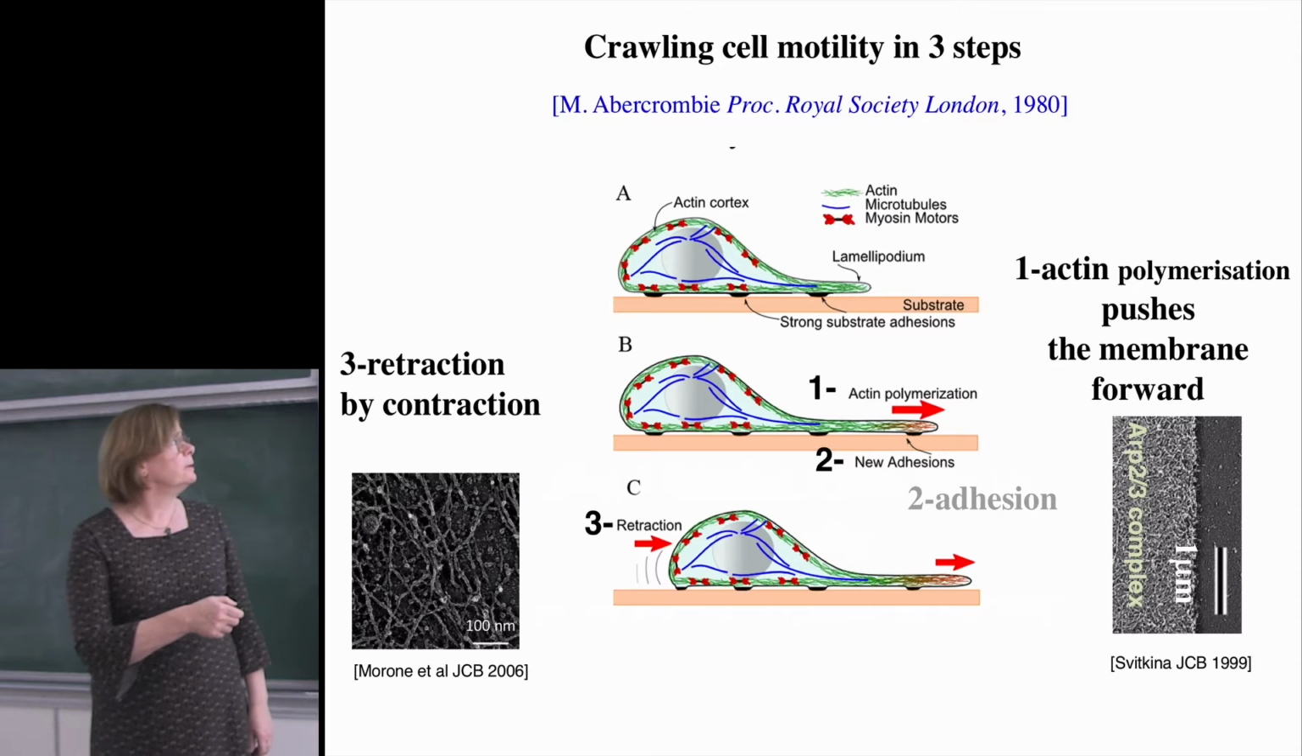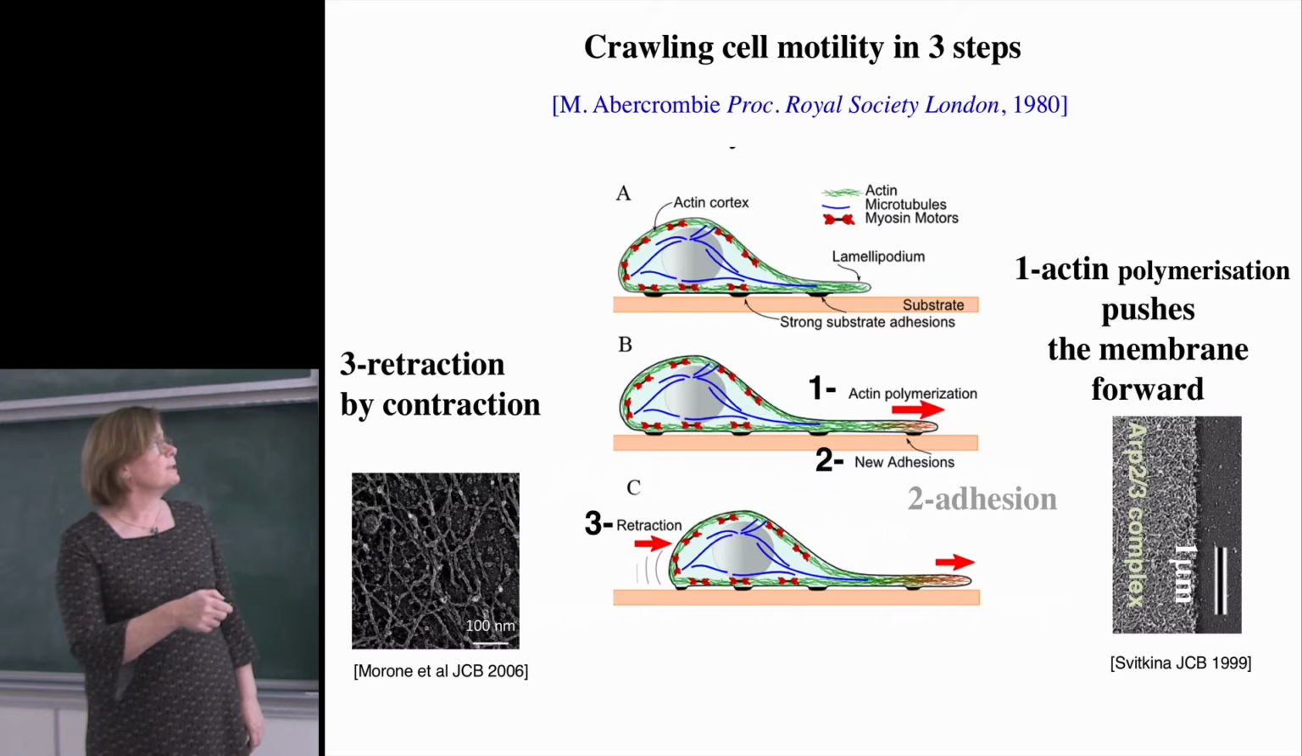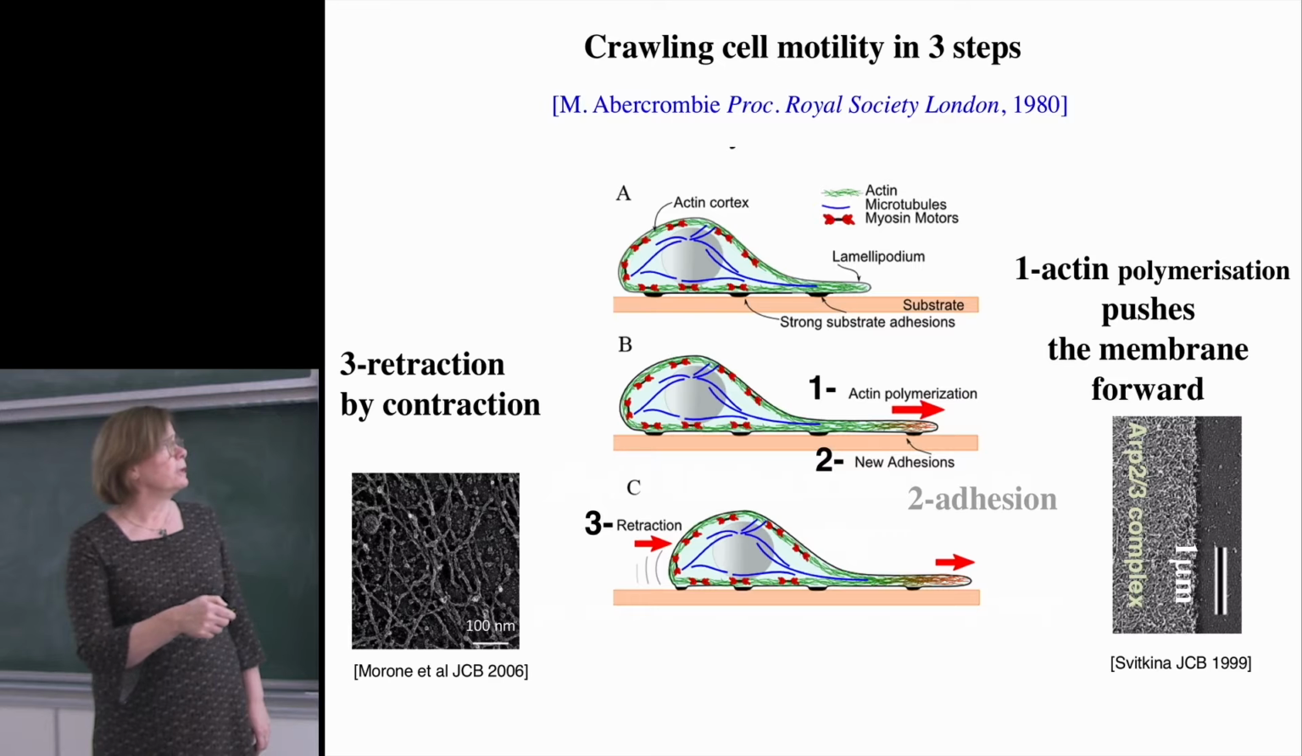So in fact, I will not talk about adhesion at all, but I will talk a lot about actin polymerization and a little bit about this retraction. So if you look at these biopolymer networks here, they look like this in electron microscopy. So you see there are branched filaments here.